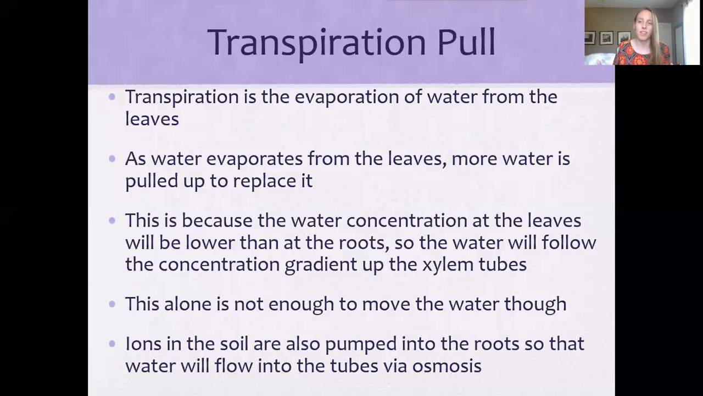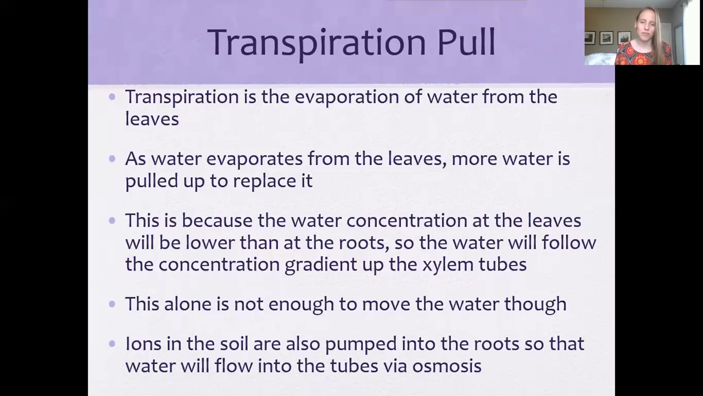It is kind of like sucking on a straw. As you pull water out of the straw into your mouth, you're going to create a vacuum that pulls up the remaining water behind it. That's essentially what's happening here. The water is leaving the straw of the xylem tube to go out into the atmosphere. That's creating kind of a vacuum that's going to pull more water up behind it.